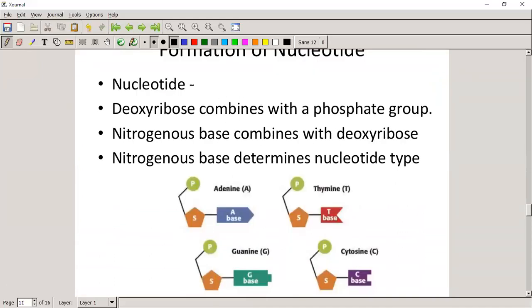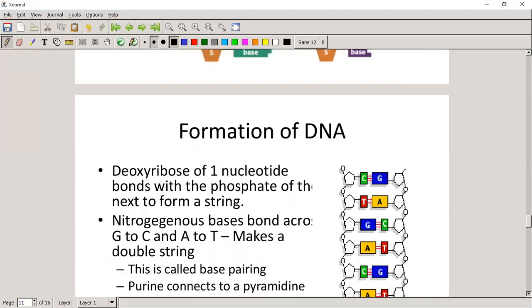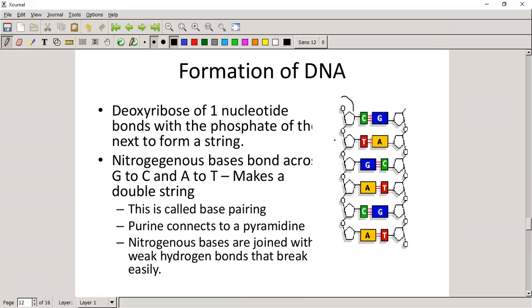Okay, so in a nucleotide, the deoxyribose combines with the phosphate group, and the nitrogenous base combines with the deoxyribose. The nitrogenous base determines whether it's adenine, guanine, thymine, or cytosine. These link up this way, and this one links up to that one to form long chains, which make the sides of the ladder. So there we see the sides of the ladder with the phosphates and the sugars binding up. We call it the sugar-phosphate backbone of DNA.